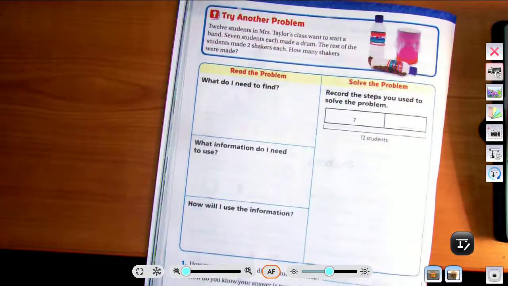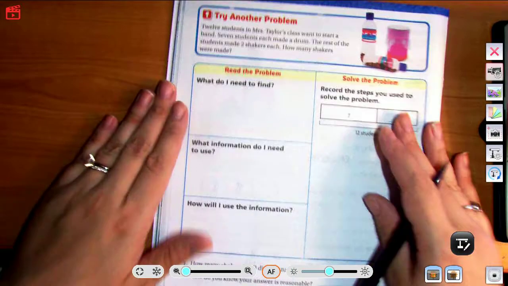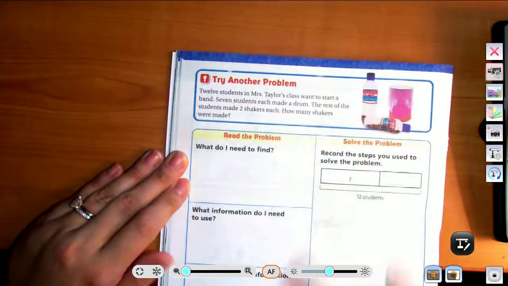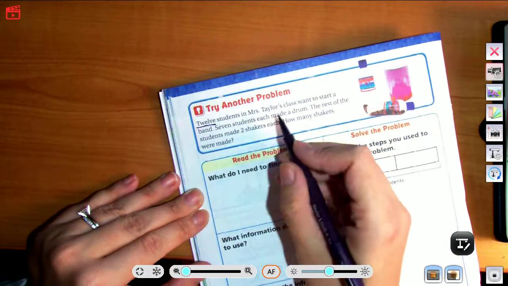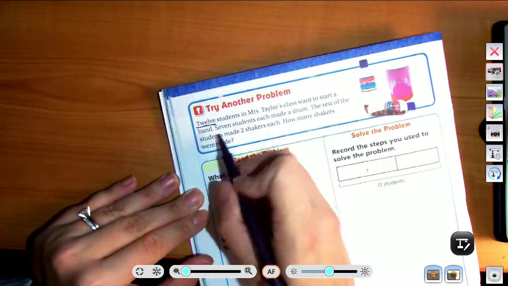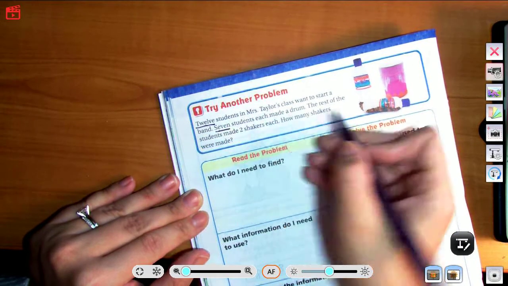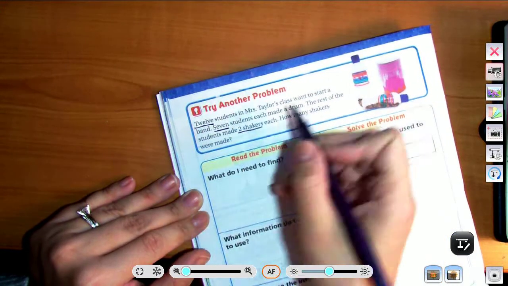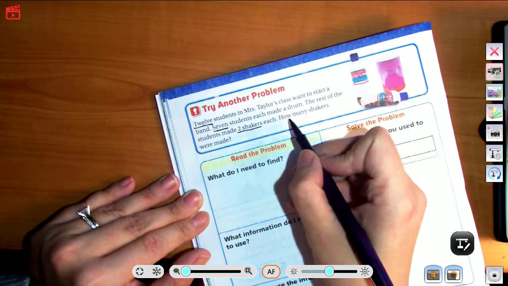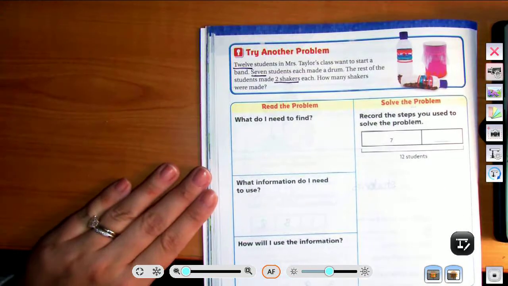Okay, let's try one more problem. Got to read the problem. So 12, let's underline that. 12 students in Mrs. Taylor's class want to start a band. 7 students each made a drum. The rest of the students made 2 shakers each. How many shakers were made? Okay, so what do I need to find?